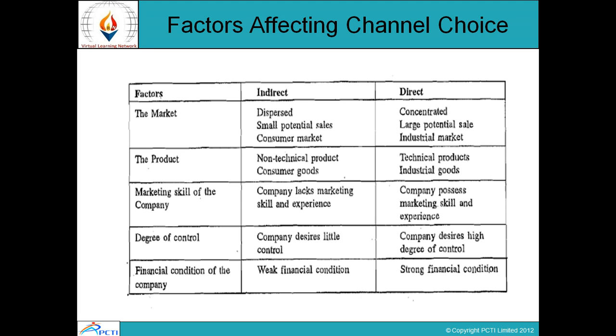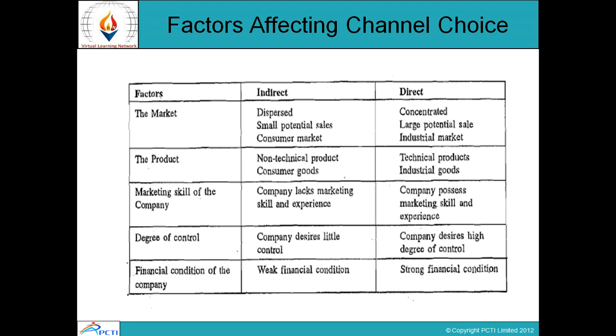Now there are factors that affect the channel choices. For both indirect and direct, the first factor is the market. How dispersed is the market? What kind of potential sales, small or large? In indirect channels, it would be a dispersed scenario. In a direct case, it would be a concentrated scenario. The other factor that influences is the product. In case of indirect channels, only the non-technical products which are consumer goods. As far as direct channels are concerned, the products which are taken care of are technical products or industrial products.